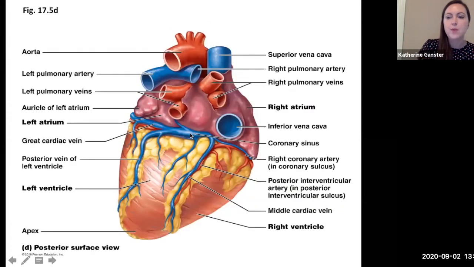Right here, this is a posterior view of the heart. You're looking at the back side, and here you can see the great cardiac vein and the coronary sinus. Here's the superior vena cava bringing blood to the right atrium, inferior vena cava bringing blood to the right atrium, and the coronary sinus bringing blood to the right atrium.